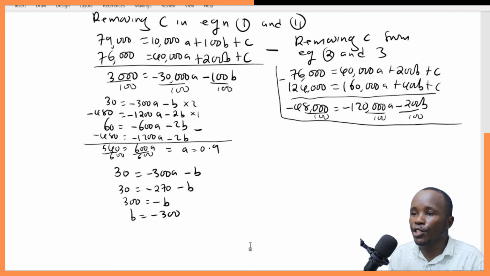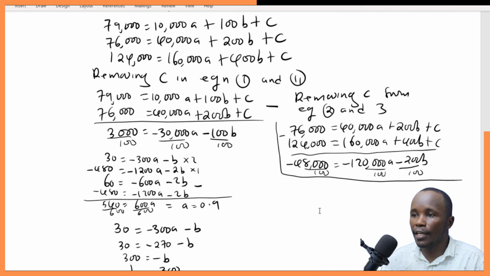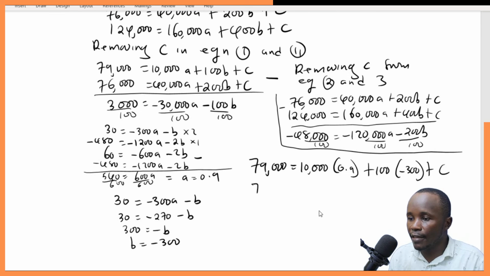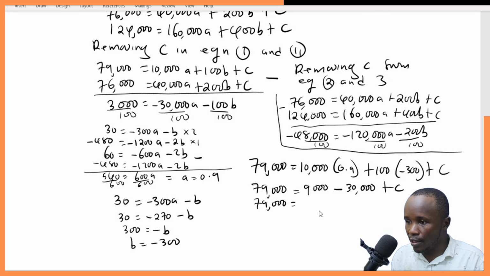Now, I'm looking for C, so I substitute in any of the equations for the total cost. Let me substitute in the first equation. We know 79,000 is equal to 10,000 times A, which is 0.9, plus 100 times B, which is negative 300, plus C. Working this out, 79,000 is equal to 10,000 times 0.9, this is 9,000, minus 100 times 300, this is 30,000, plus C. 79,000 is equal to negative 21,000 plus C. Adding 21,000 on both sides, you find that C is equal to 100,000.